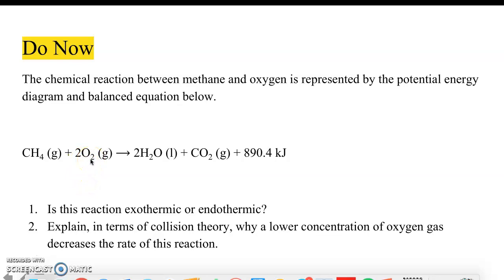Question number 2, explain in terms of collision theory why a lower concentration of oxygen will decrease the rate of reaction. If we have less particles, so remember collision theory has to do with particles. If we have a lower concentration, we have less particles of oxygen, which means we have less effective collisions, which decreases the overall rate of the reaction.